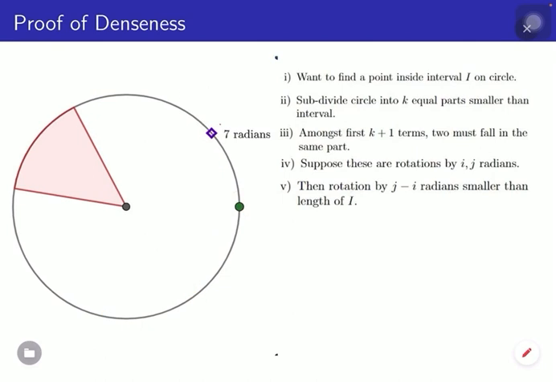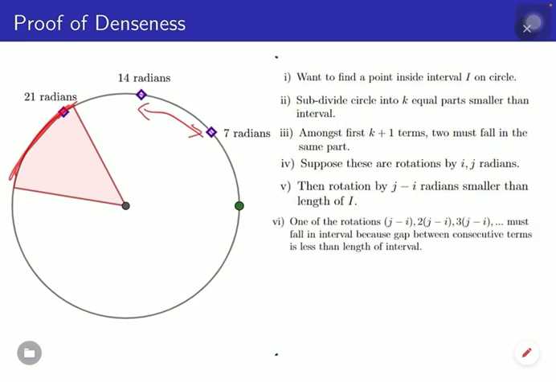Okay, so now let's ignore everything else and focus on this dot. Now we're going to take multiples of this point. So for instance, 14 radians, 7 times 2 is 14, and then 21 radians. Eventually you're going to land in this interval, because the distance between 2 points is always less than the length of the interval. So you can't really go from here to here, bypassing this completely. And that's it. We've shown that our sequence visits every interval on the circle.